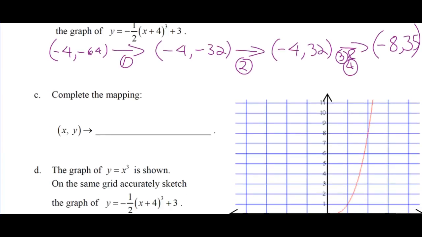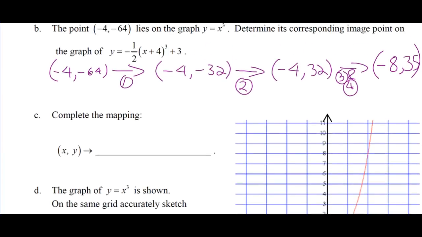So where does (x, y) go to? Now we could do this in 4 steps, or we can just kind of put it together. If you want to check, once you've got this entered here, stick in the -4 for x and make sure it ends up as a -8. It doesn't mean you did it correctly, but at least it means it's not necessarily wrong. And do the same thing.